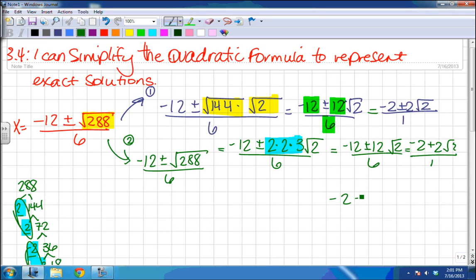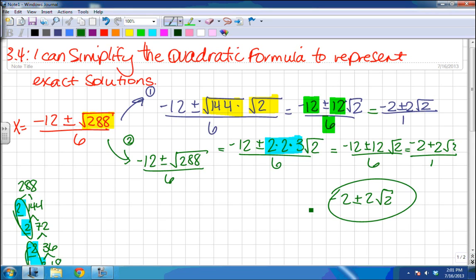So our final answer for this problem, completely simplified, and in exact form, no decimals, no approximations, is negative 2 plus or minus the square root of 2, negative 2 plus or minus 2 times the square root of 2.